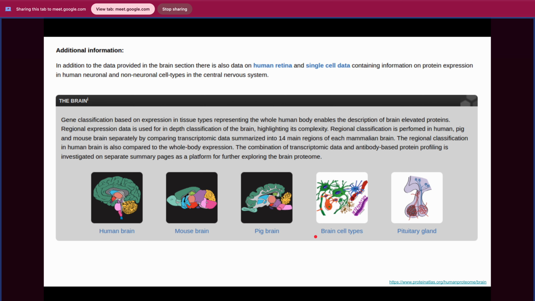So if your interest is the human brain, then you can click on this human brain. Otherwise, depending on your interest and which information you want to get, you can similarly click on any of these links. Then brain cell types. On the basis of different brain cells, the data has been categorized. And pituitary gland. If you want to specifically focus on one particular part, then you can click on it. In this, they said that they have summarized the data into 40 main regions of each mammalian brain.